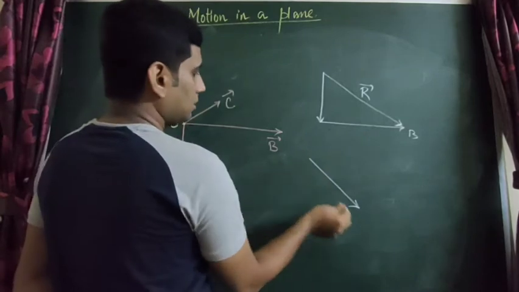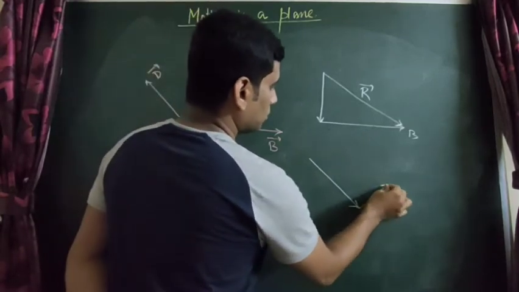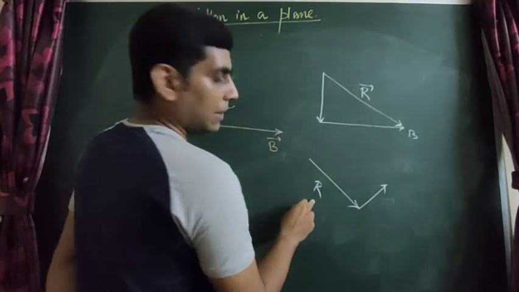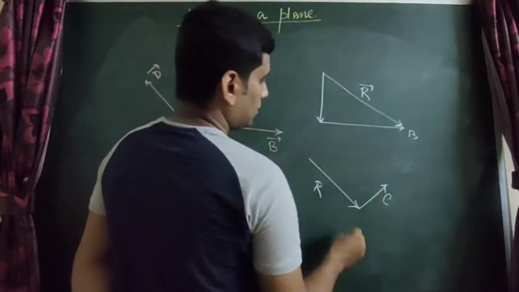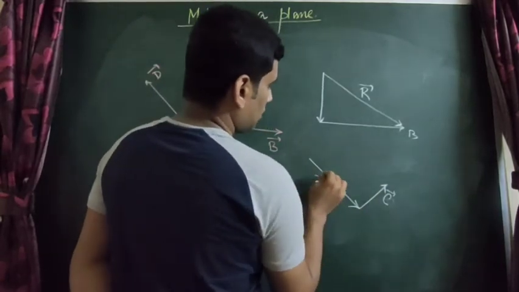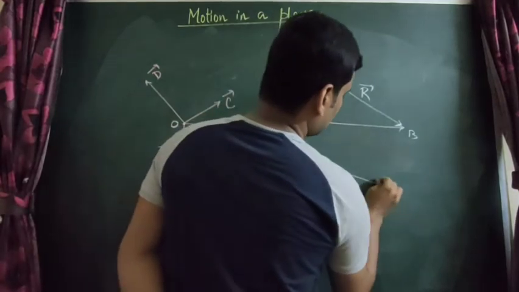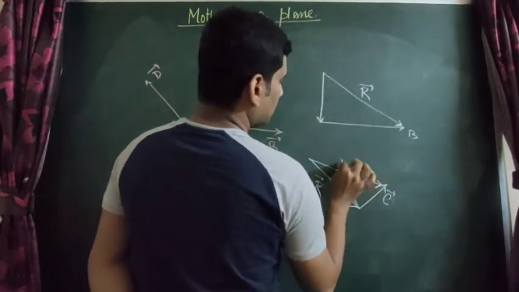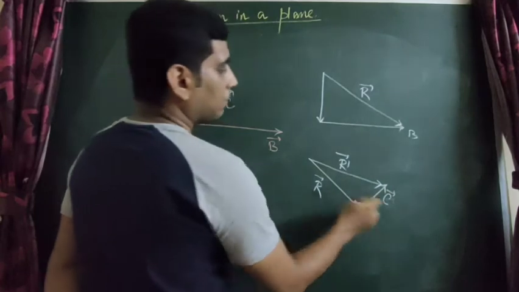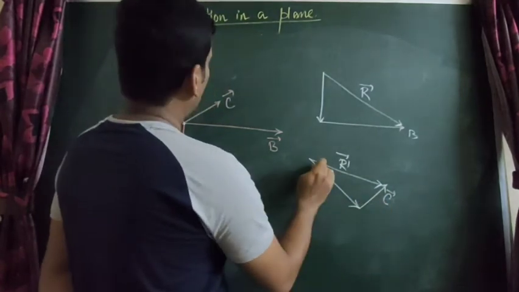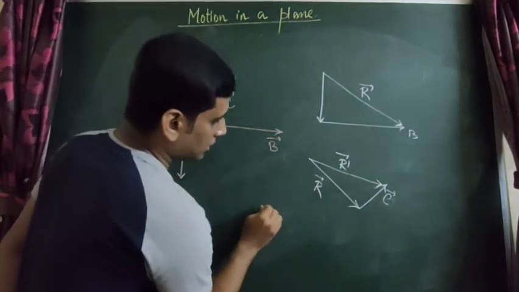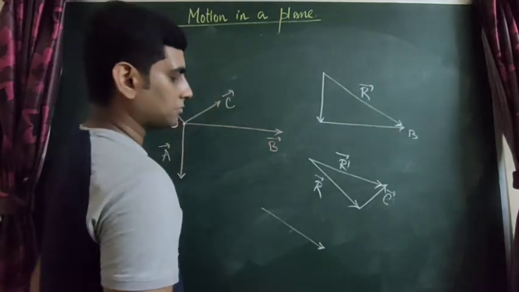Now the C is in, so from here you have to draw C. So this is C, this is R, which is A plus B, and this is the C vector. Then you will get the resultant vector of R plus C, which means A plus B plus C. Now you have got R prime in this direction.